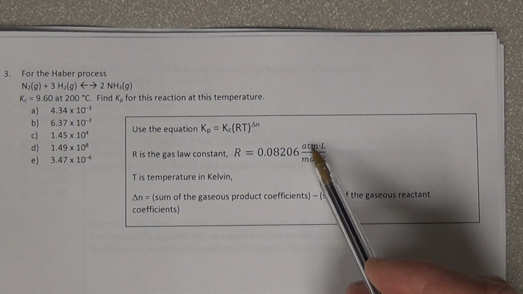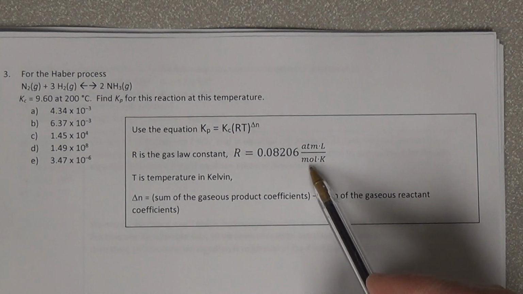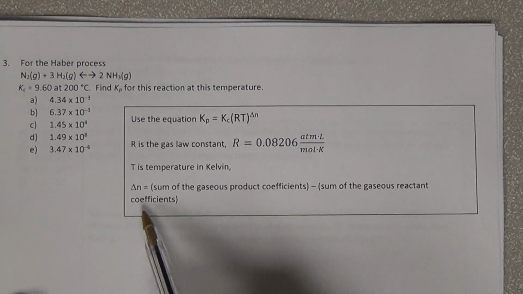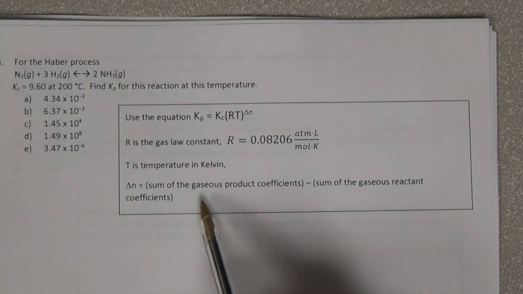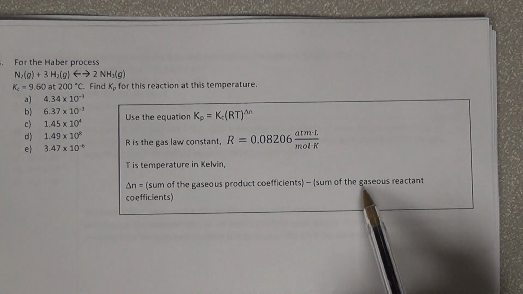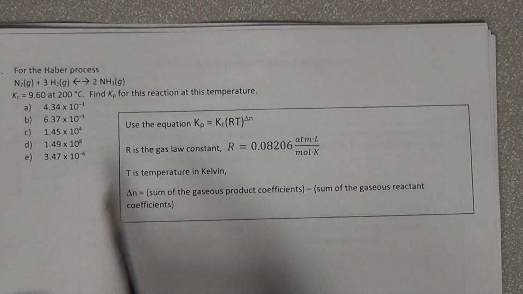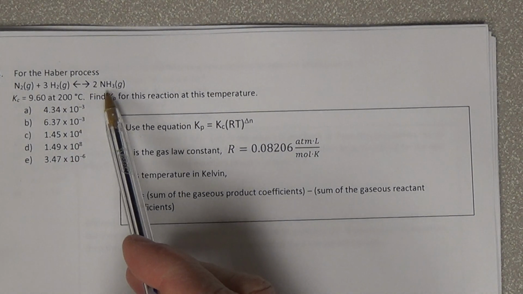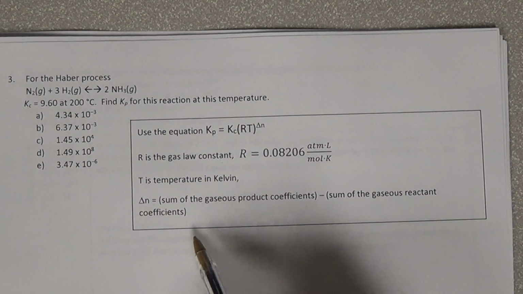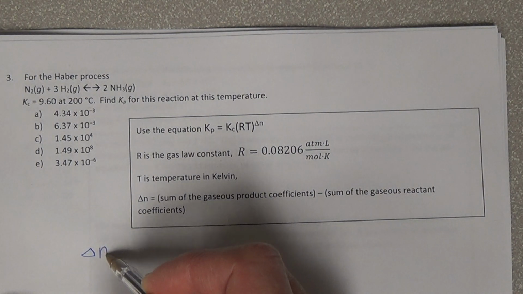In this equation, R is the gas law constant, and we'll use this number for R: R equals 0.08206 atm times L, where L is the liter, divided by mole times Kelvin. T is the temperature in Kelvin. Delta n is the sum of the gaseous products' coefficients minus the sum of the gaseous reactants' coefficients. For our problem, all these substances, the products and the reactants, are gaseous, so you need to find the delta n by taking their coefficients.